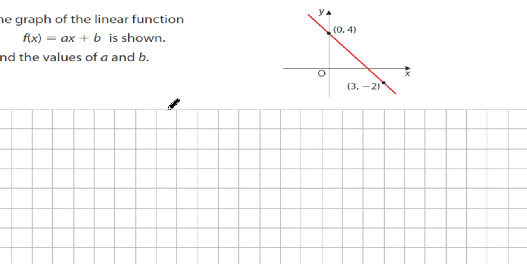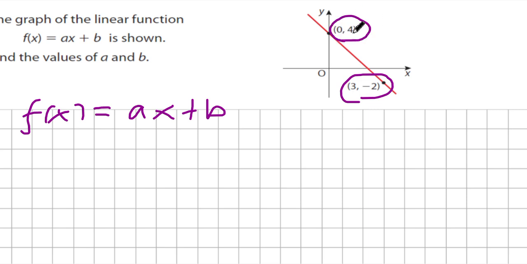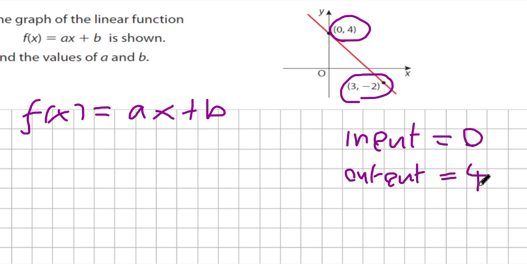Ready? Now question 7 has the following routine. You listening? f of x equals ax plus b. Now we have 2 points. Everybody sees the 2 points? If there's any zeros, use that point first. Which point has the 0 in it? So that means input equals 0, output equals 4. You okay with that? So what are you going to do with this graph here then? What are we going to replace x with? Replace x with 0.